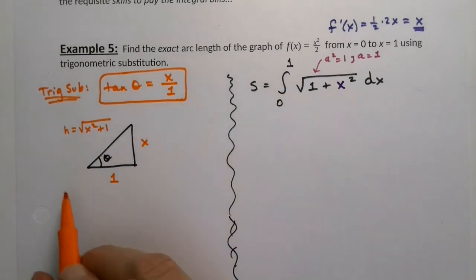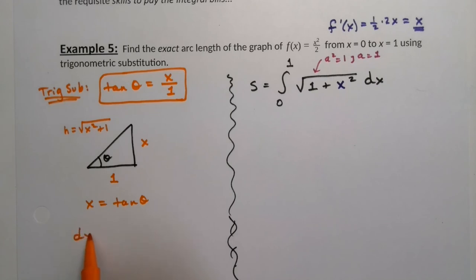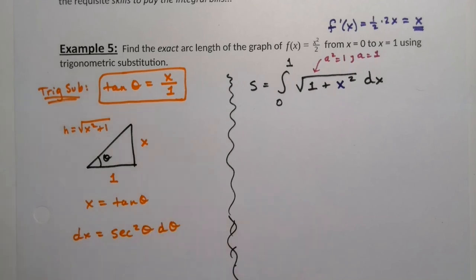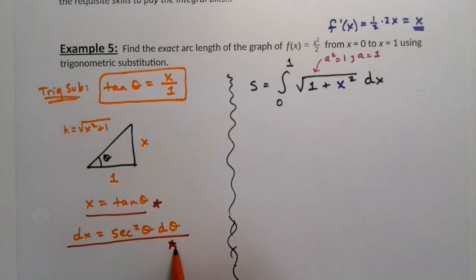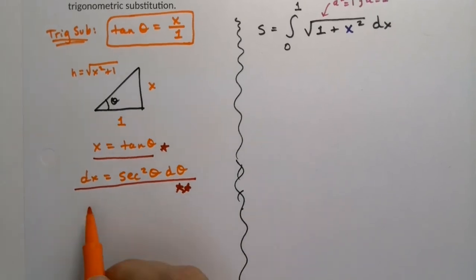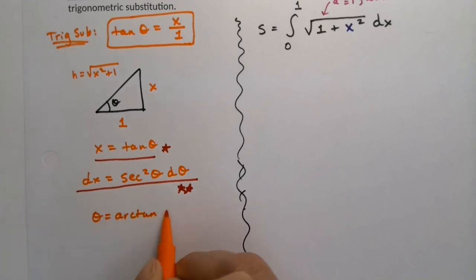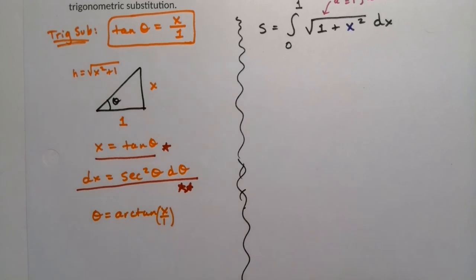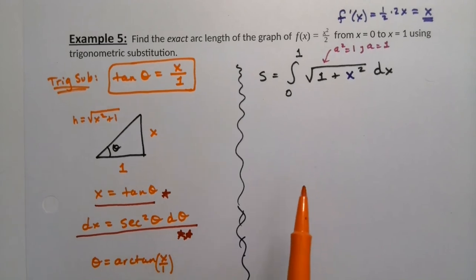All right, now let's think about the pieces that we usually need. We need x, so x would be equal to the tangent of theta, because a is 1, so that's easy. Then we need dx. Derivative of tangent is secant squared theta d theta. So this will be the first piece of substitution we make, and then this will be the second piece, as per usual. Then, of course, theta would be equal to the arctangent of x, technically x over 1. Now, why do I need to know that? Well, because I'm going to have to do some substitutions here.